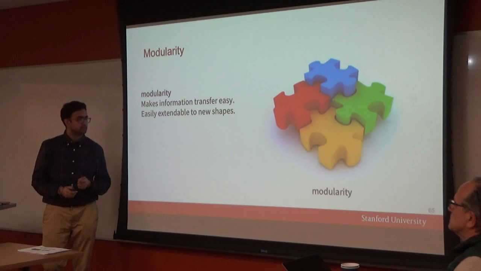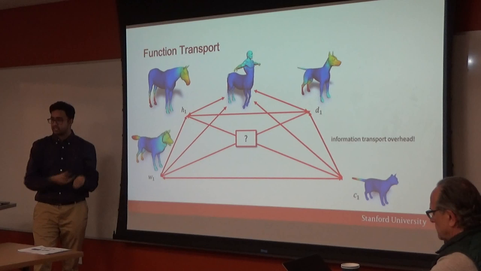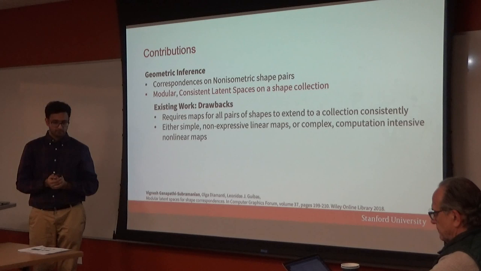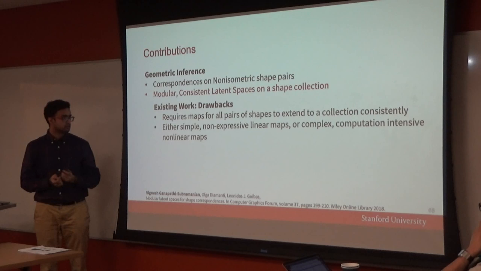So this is a classical setup where we would have a number of shapes and we would have maps between all pairs of shapes. Now, once a new shape is seen, you would need to build maps between the new shape and all these existing shapes. This is extreme overhead of information transport. So the drawbacks of the existing works are that you first need to build maps between all pairs of shapes. Also, typically these maps are either simple and non-expressive but linear and easy to transport, or extremely complex, computationally intensive, but not that easy to transport.